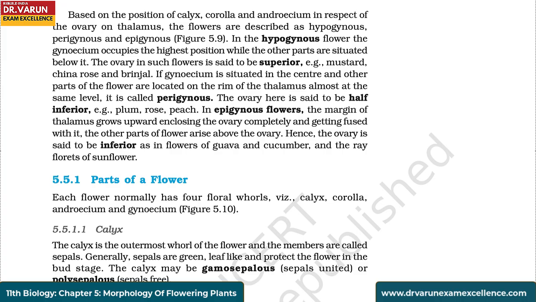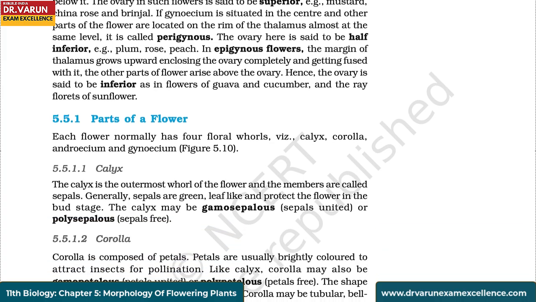In epigynous flowers, the margin of thalamus grows upward, enclosing the ovary completely and getting fused with it. The other parts of the flower arise above the ovary, hence the ovary is said to be inferior, as in flowers of guava and cucumber, and the ray florets of sunflower.